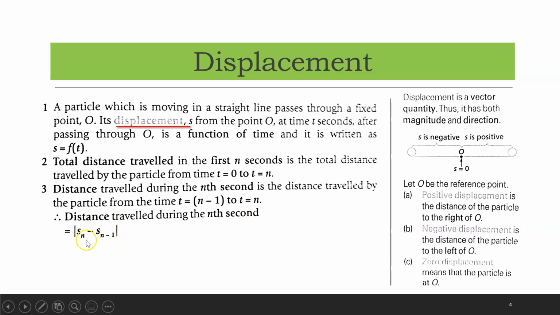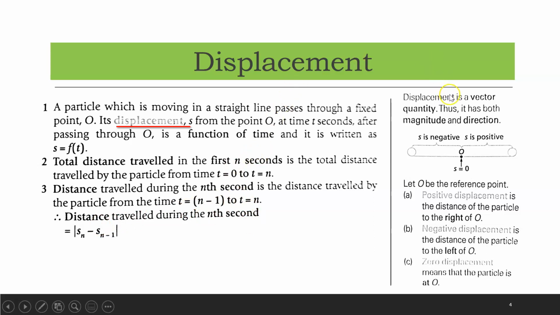Okay. So, Sn ni maksudnya yang pertama. This one is, S ni adalah kita punya displacement tadi ya. So, we just follow this formula. Ini untuk yang n-th second. Detik yang kedua lah. Okay.